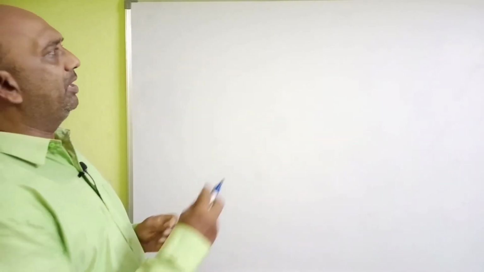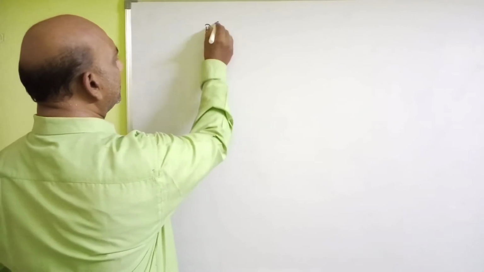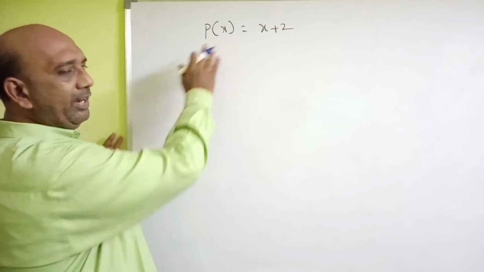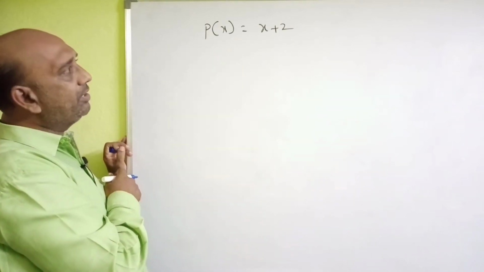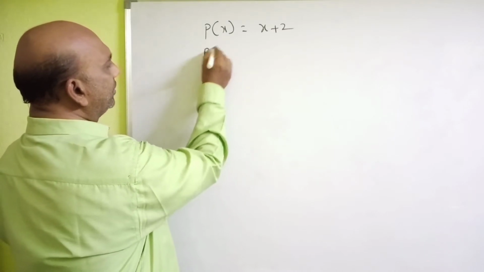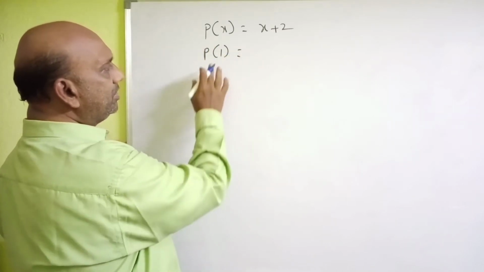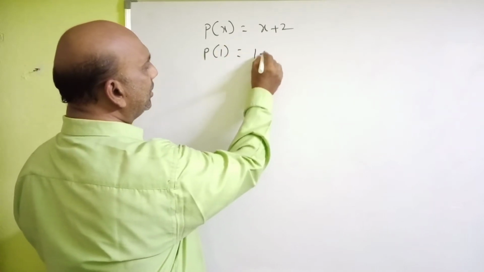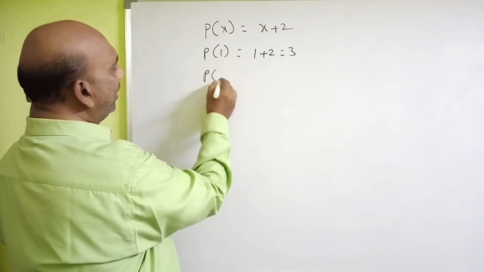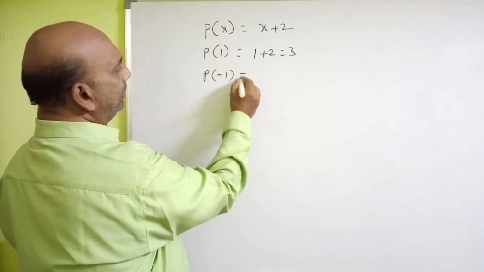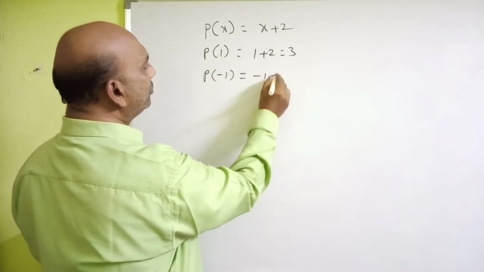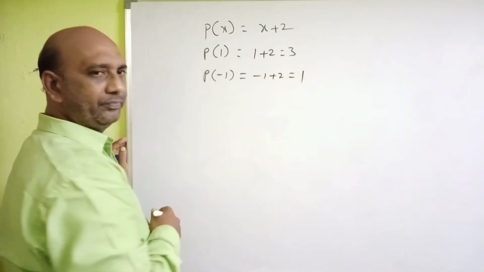Let us take a linear polynomial. Suppose p of x is equal to x plus 2. Let us find the value of this polynomial at different values of x. Put x is equal to 1 first. At x is equal to 1, the value of this polynomial is 1 plus 2 equal to 3. Let us take another value for x, let it be minus 1. Substitute minus 1 in place of x in this polynomial. That is minus 1 plus 2 equal to 1.